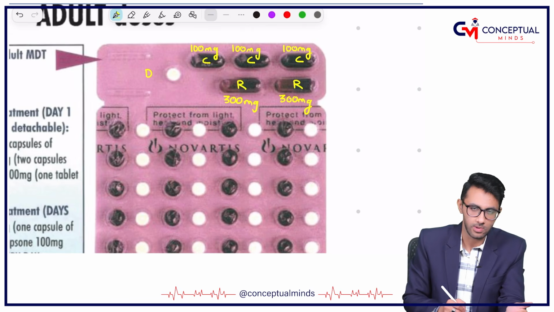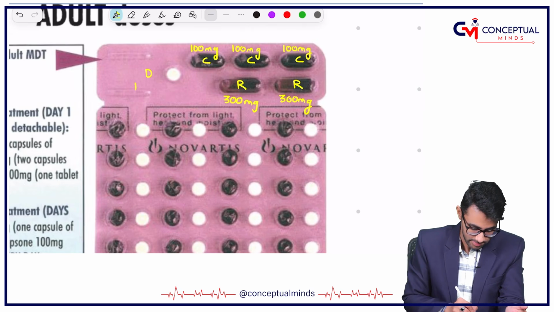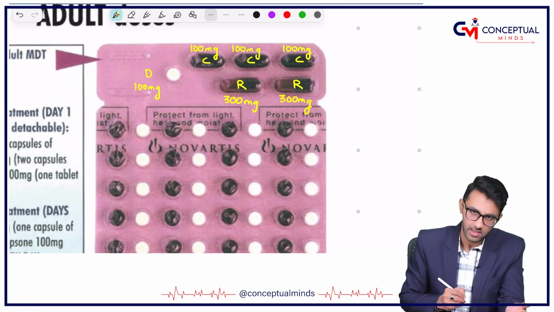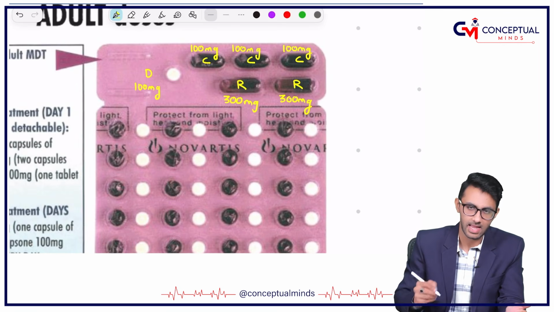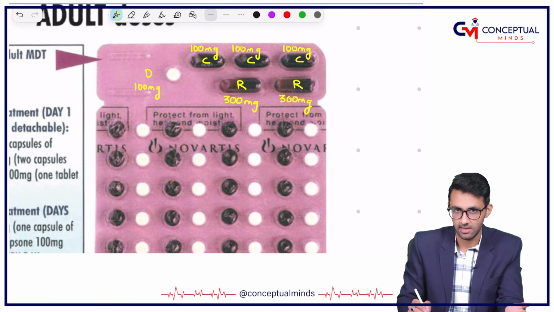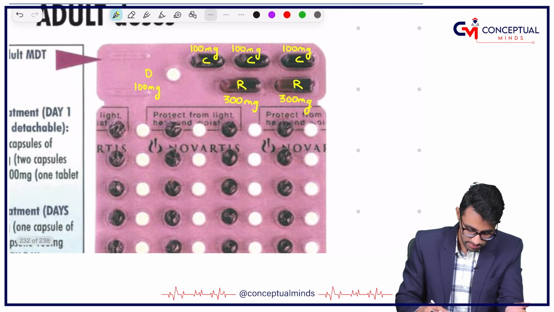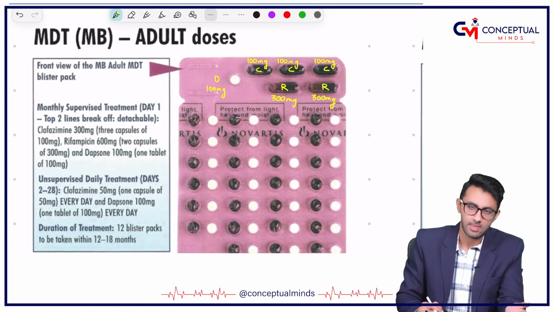Dapsone 50, 100. How much? 100. So if this is 100, this is also 100? No. When we give the first dose, it is 100, but when we give the second dosage, it becomes half, it becomes 50. For adults, it is every day, yes, daily dapsone. And for children, what do we have? It is on alternate days, right? Alternate day. Okay. So that is all about the MDT.